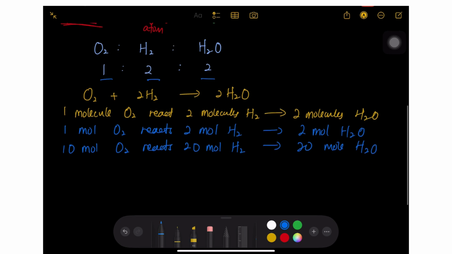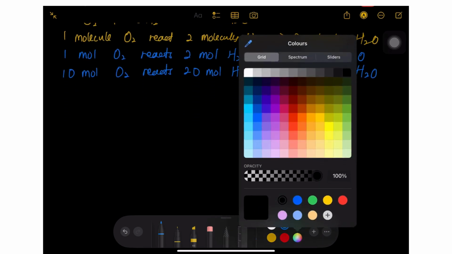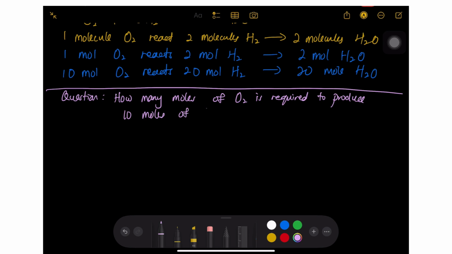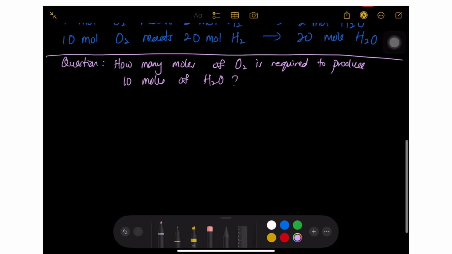Okay, so now let's go to the question part. So let's say there is a question that asks us, how many moles of O2 is required to produce 10 moles of water, H2O. So in this case, what we need to do is, first, look at what we are going to utilize.